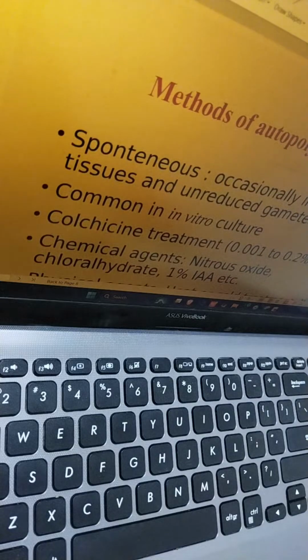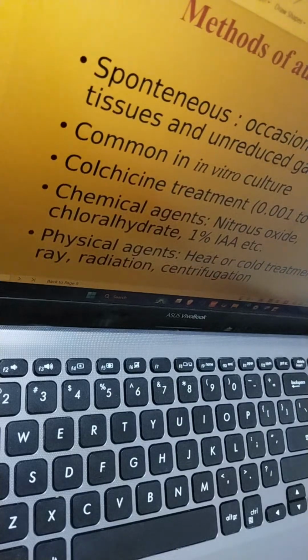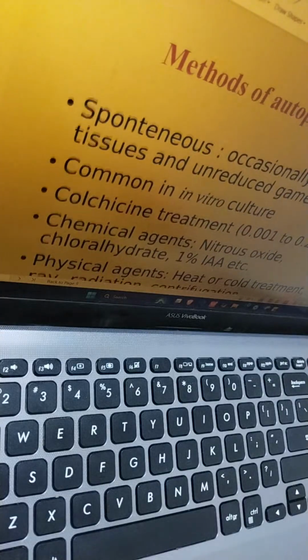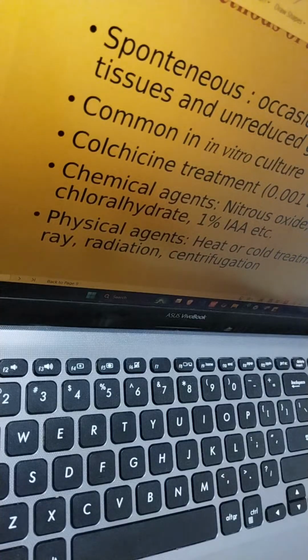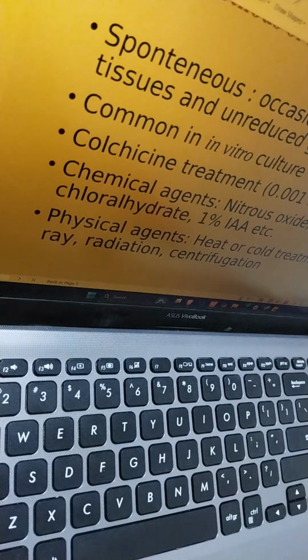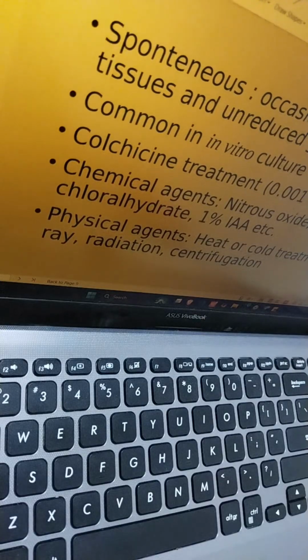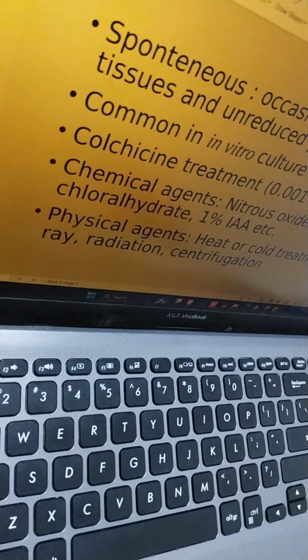Methods of autopolyploid induction: how can autopolyploids arise? There are five methods: spontaneous, common in vitro cultures, causes and treatment, chemical agents, and physical agents.